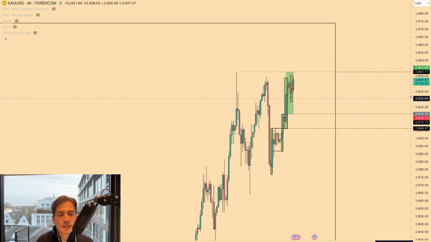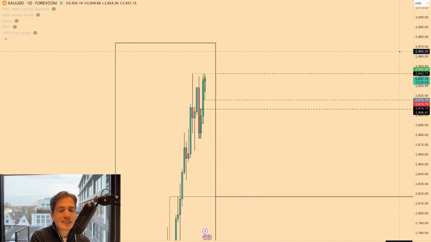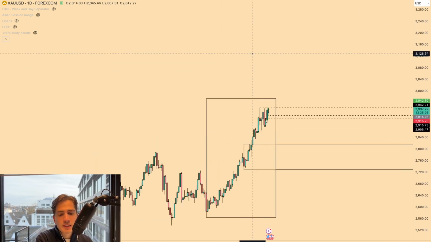I am expecting some kind of short squeeze to happen very, very soon, where the chart is going to get a little bit ugly. So do stay safe with your stop loss, but for now it is looking good.